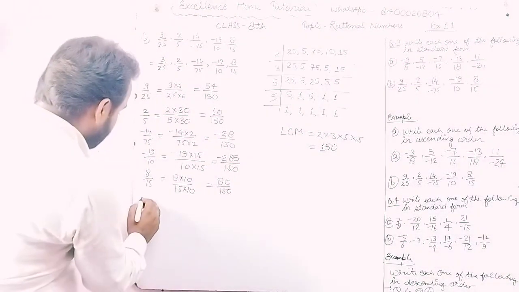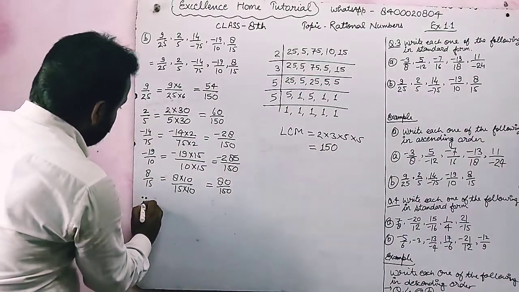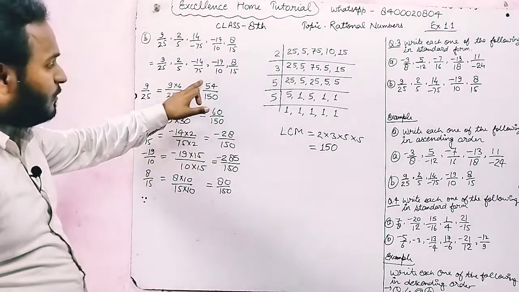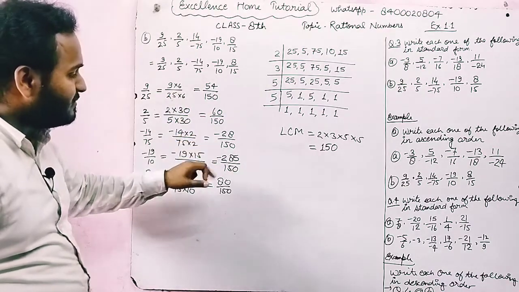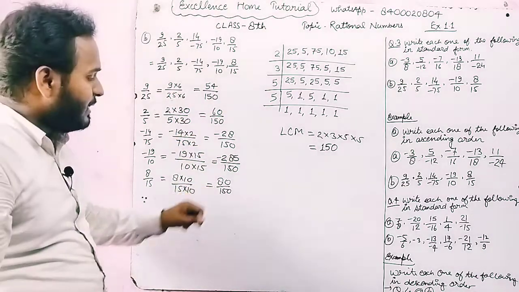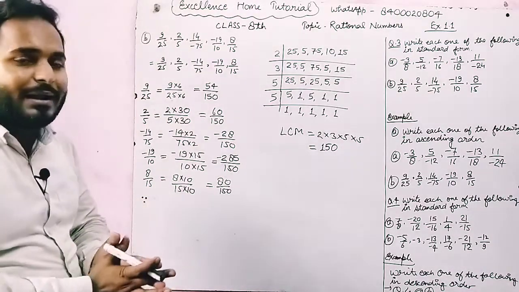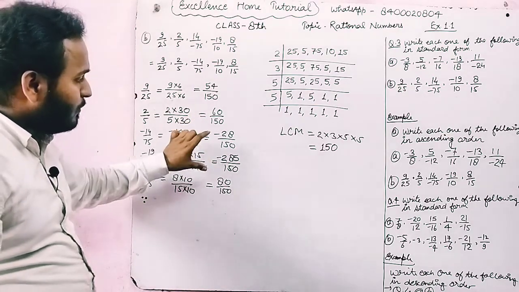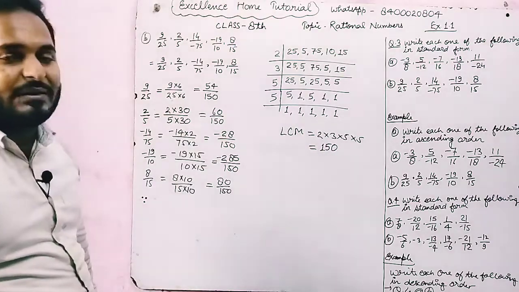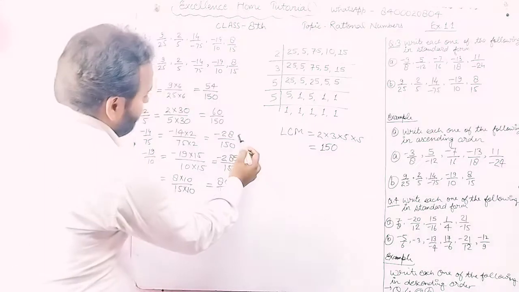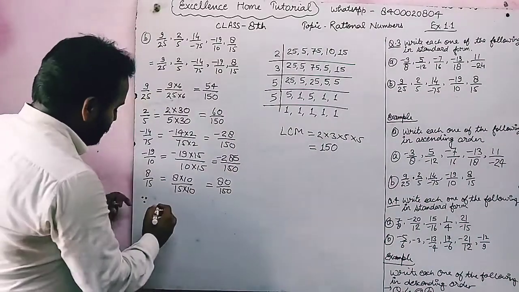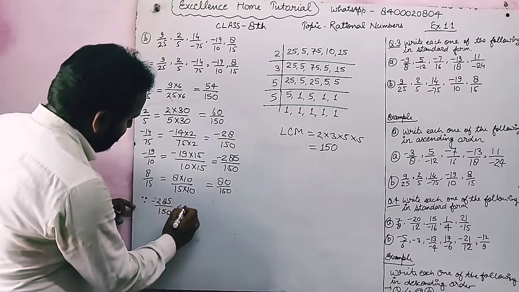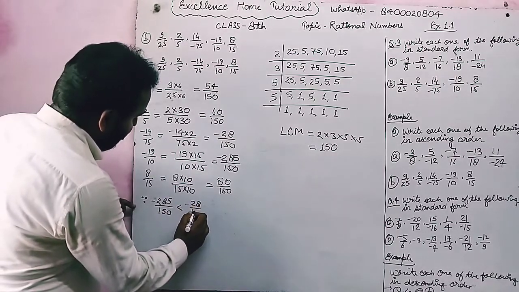So we have to apply the rule. Since all denominators are equal, this is 54, this is 60, this is minus 28, this is minus 285, this is 80. In this, first of all, negative numbers are less than positive numbers, so both negative numbers are less than the 3 numbers given. Okay, after that in both numbers, minus 285 upon 150 is less than minus 28 by 150.